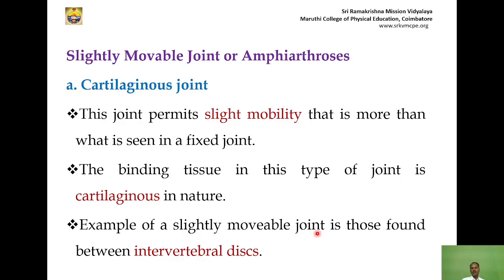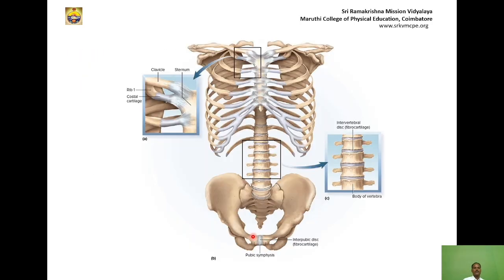An example of a slightly movable joint is those found between the intervertebral discs. At the intervertebral discs we can move, we can bend forward, we can flex our vertebrae. How? With the cartilaginous tissue only we can do slight movements. So this is called a cartilaginous joint because the connecting tissue is cartilaginous.